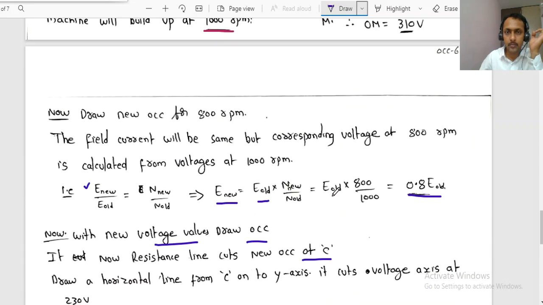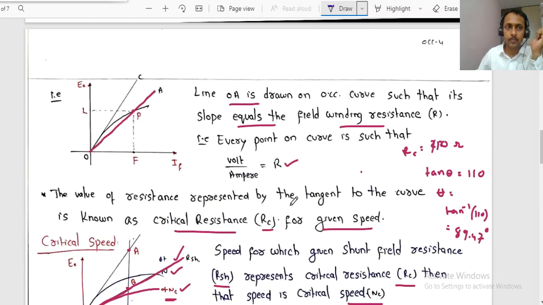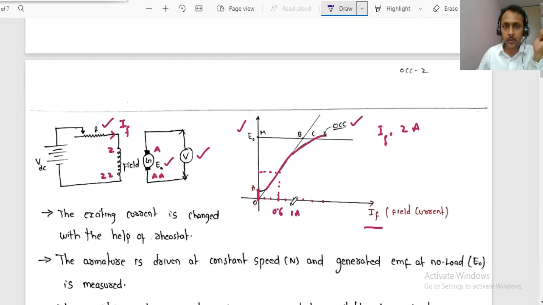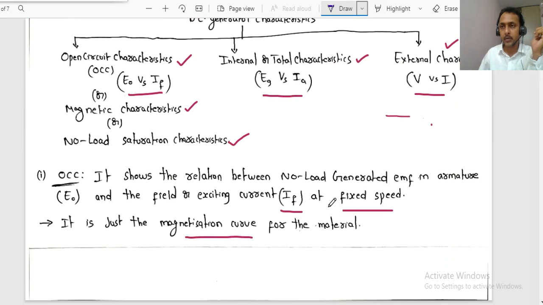It is simple. So this is all about the open circuit characteristics, OCC, of the DC shunt generator. Right? Thank you.